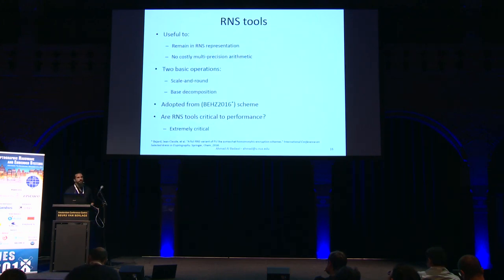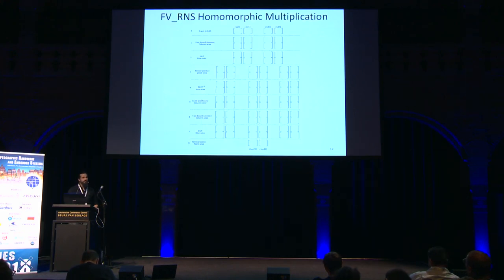And also, we adopted some of the tools provided by the Bajard, Eynard, Hasan, and Zucca paper for adapting the FV scheme to be RNS compatible so that we can do the scale and round and base decomposition in the RNS domain. In this flow diagram, we show how to do the homomorphic multiplication for this scheme.